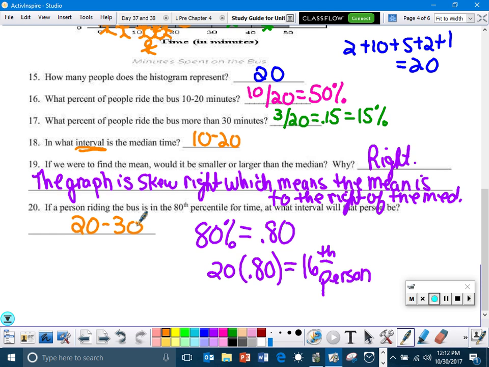Again, think about what we did there. We changed the 80th percentile to a decimal, multiplied it by 20. We found that that was the 16th person. So then we had to count in our histogram to the 16th person. All right, next page.